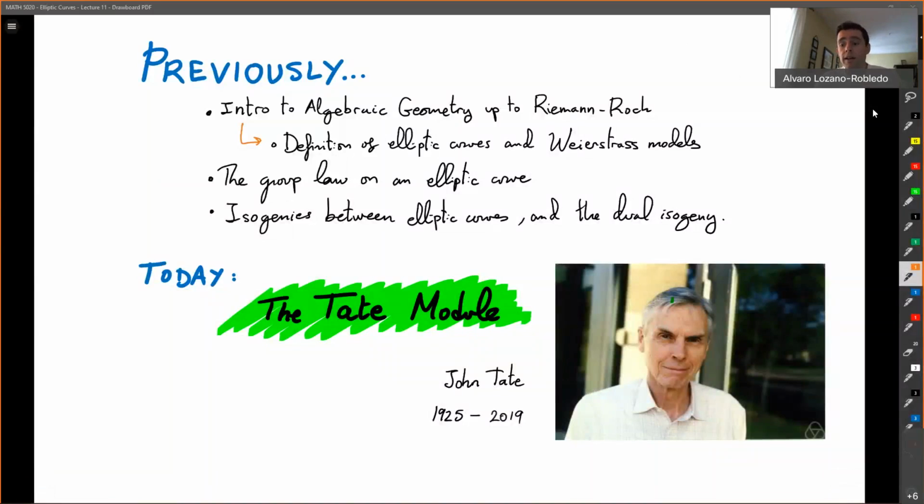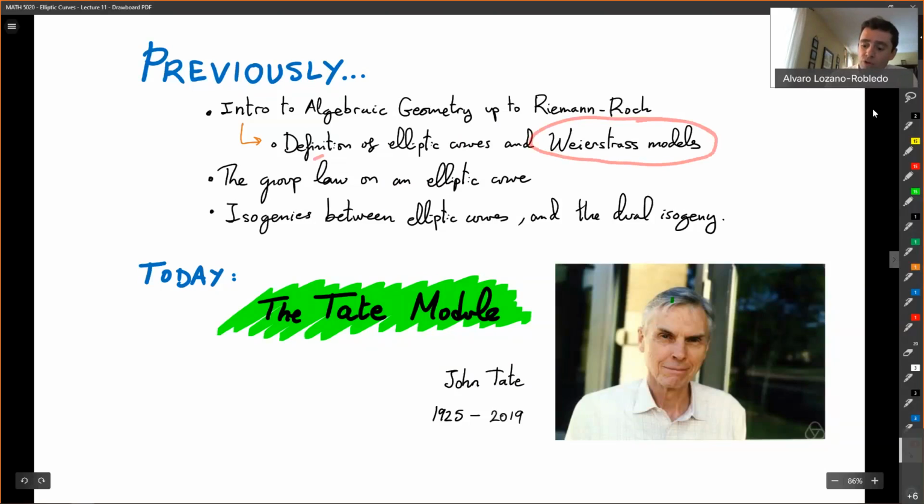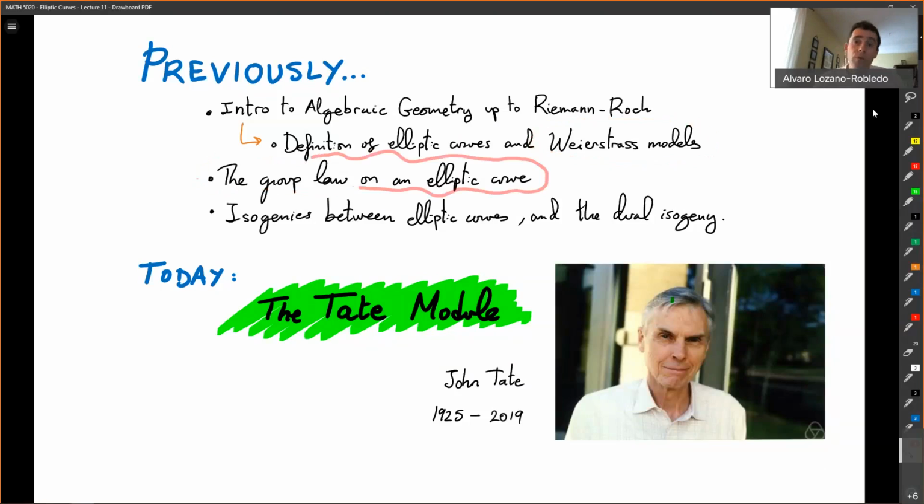previously in the class, we did a quick introduction to algebraic geometry up to the Riemann-Roch theorem. So we could define elliptic curves, we can define what genus is, and then we used Riemann-Roch to give Weierstrass models of elliptic curves. And then we also used what we learned about divisors to endow elliptic curves with a group law that we could define geometrically, but then actually through the divisor group, the Picard group, we gave a proof of the associativity, for example, of the group law.